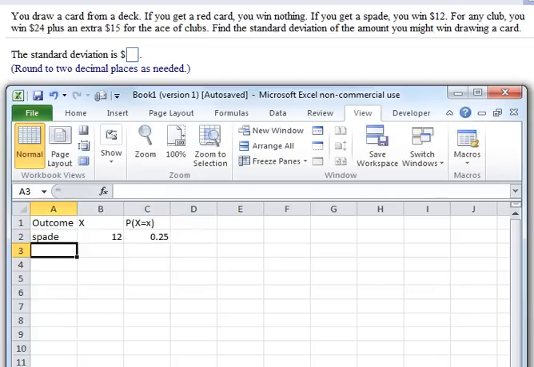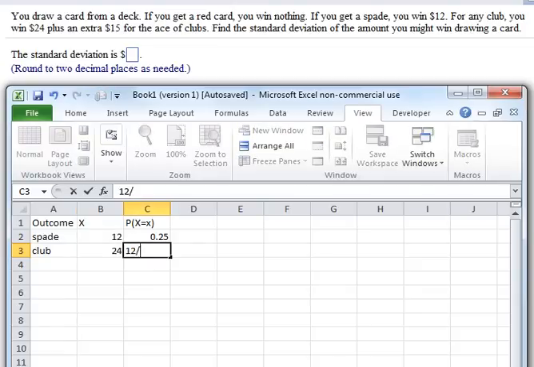All right, you could get a club, and this is a little tricky. You could win $24 if you just get a regular club. Well, just the regular clubs, there are 12 out of 52 of those.